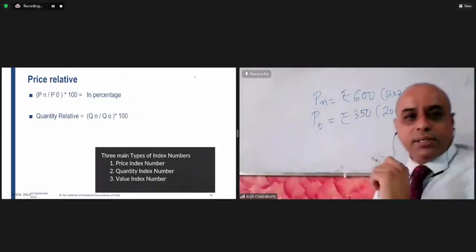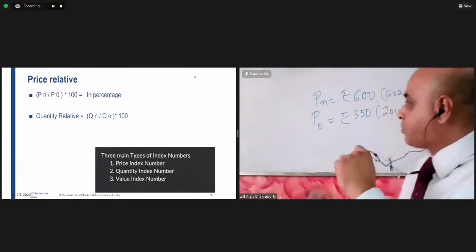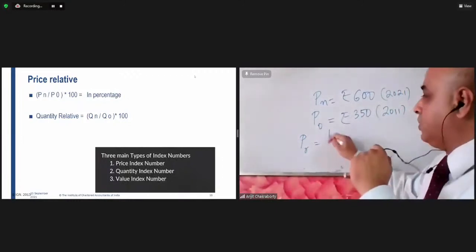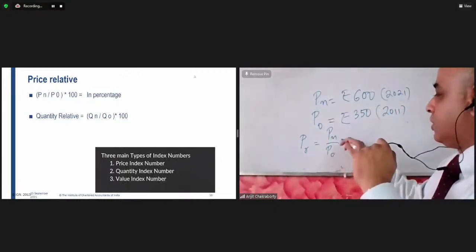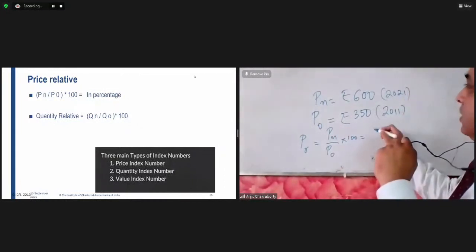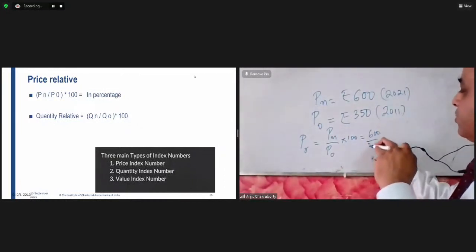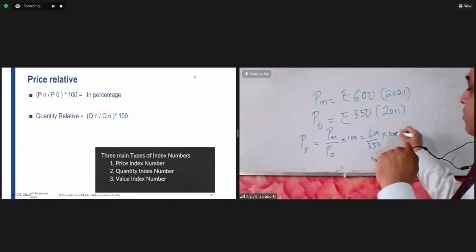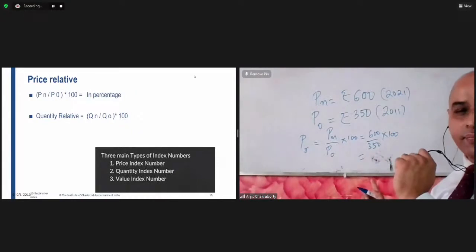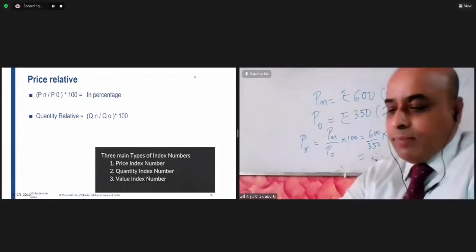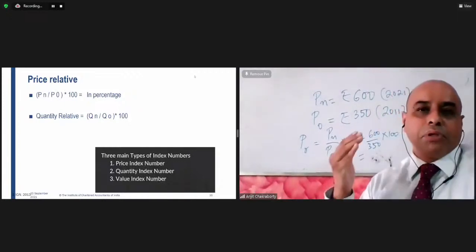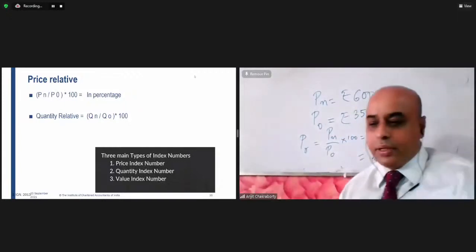So what is the price relative? The price relative PR is equal to, please see the formula, Pn by P0 into 100, and this will be expressed in percentage. So we get Pn 600 by 350 into 100. Whatever you get will be in percentage, and this is the price relative. So this is an example of how we calculate the price relative.